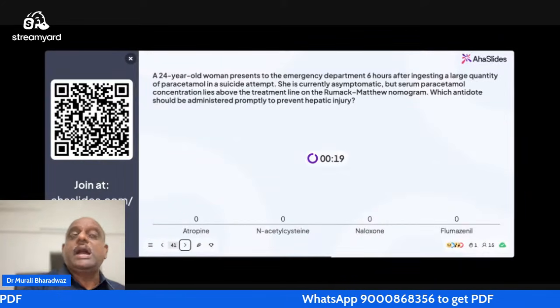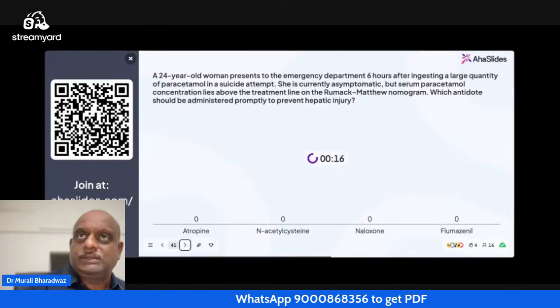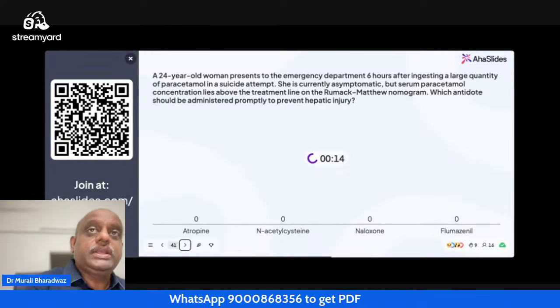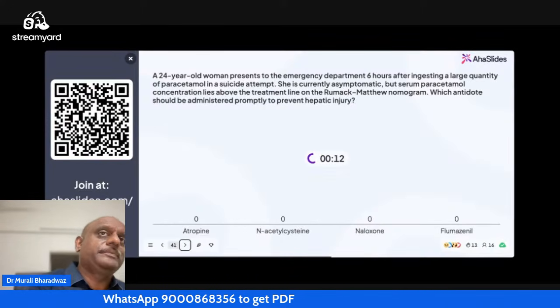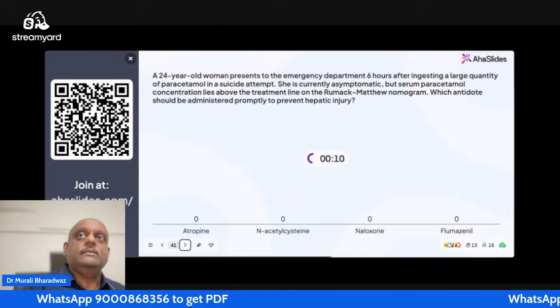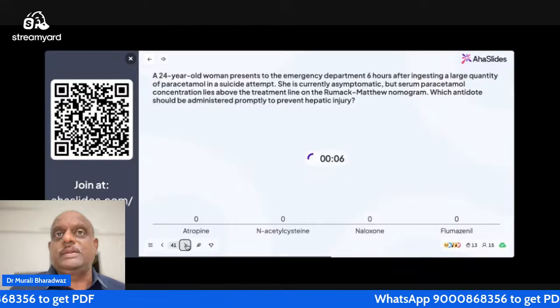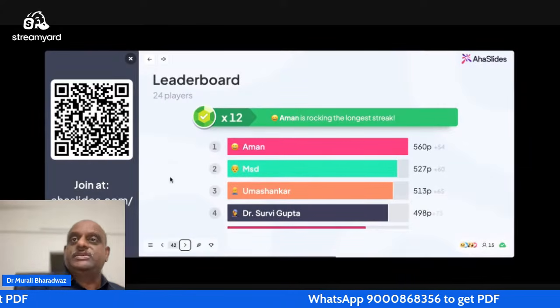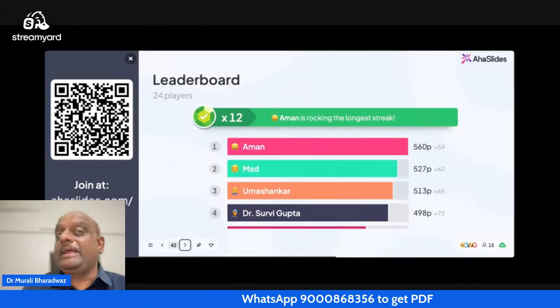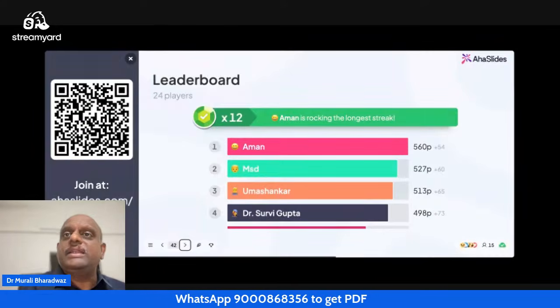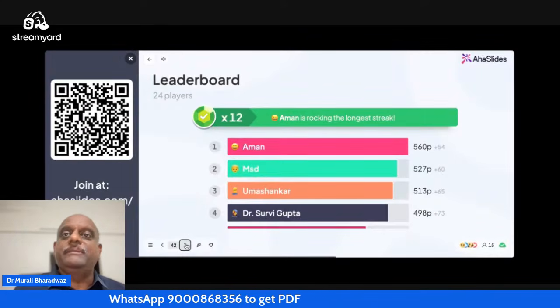After taking large quantity of paracetamol, she is currently asymptomatic. What is the antidote you want to give? Very easy question. I'm sure most of you correctly answered. It is the acetylcysteine which is being given. Excellent.